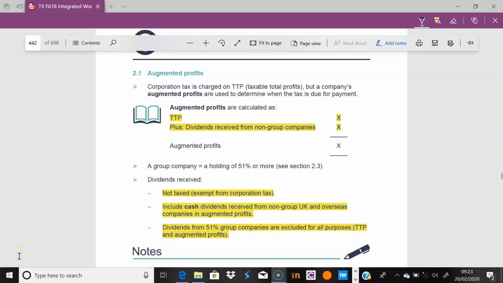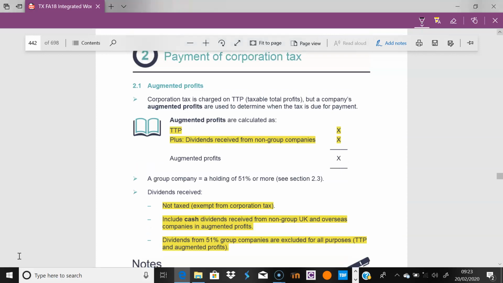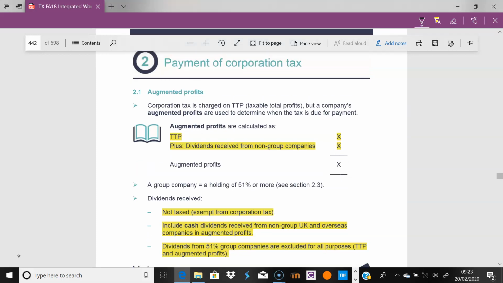Okay, so we have looked at filing. Now we're interested in the actual profits and how much we pay and when we pay them. So what's important here is what's referred to as the augmented profits.